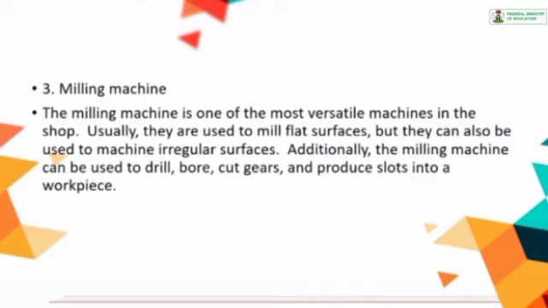So we've talked about the shapers and the planers and the lathe machine. Let's continue from there, which is the milling machine. The milling machine is one of the most versatile machines in the workshop. Usually they are used to mill flat surfaces, but they can also be used to machine irregular surfaces as well. Apart from the flat surface, they can also be used to smoothen irregular surfaces.